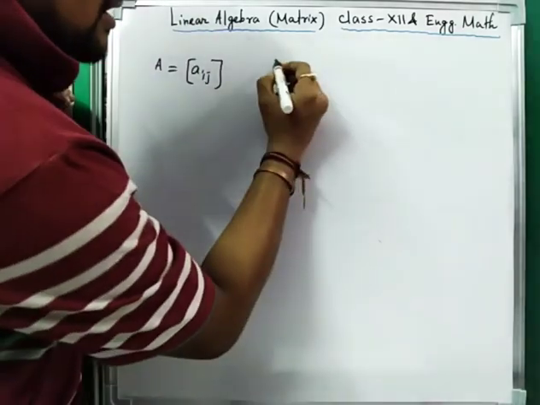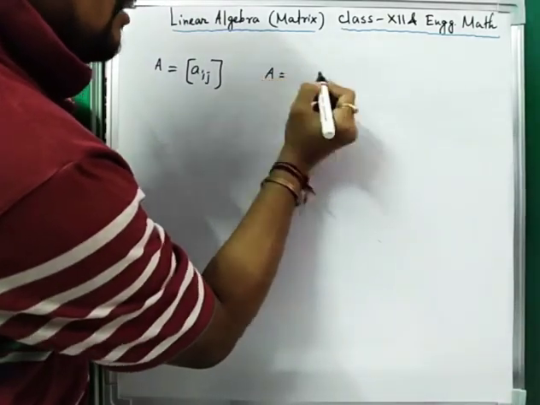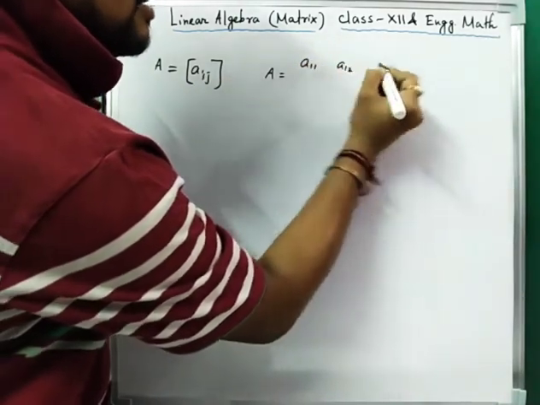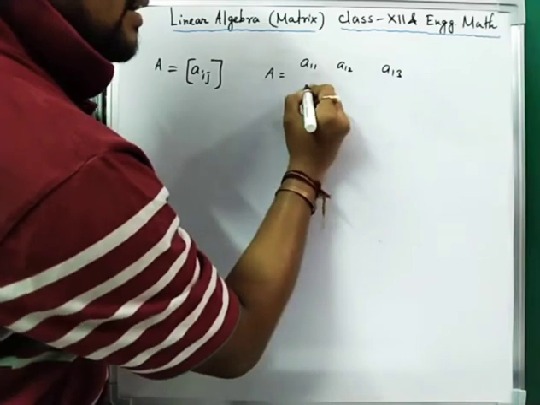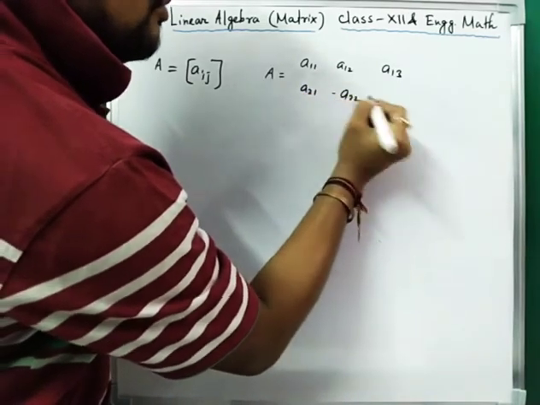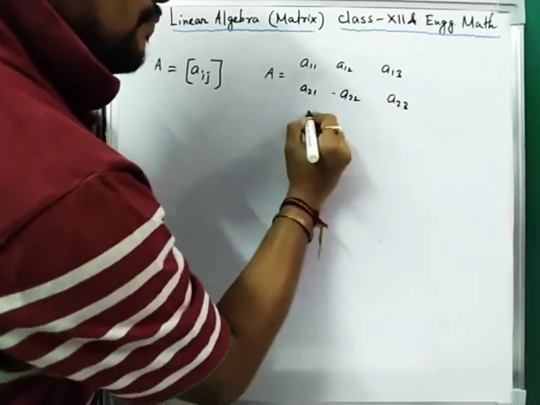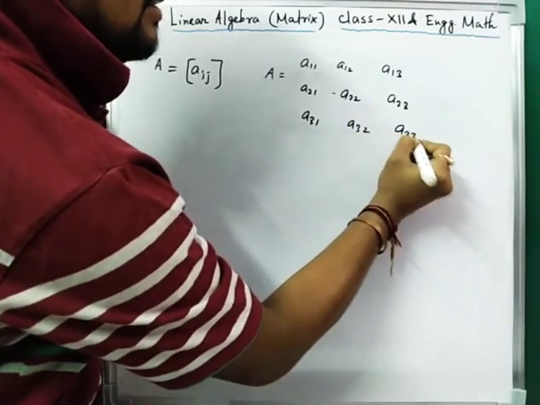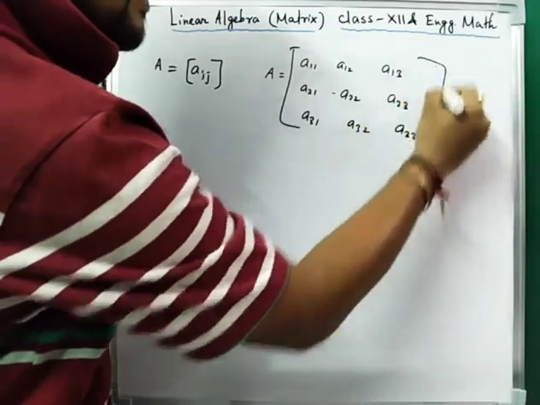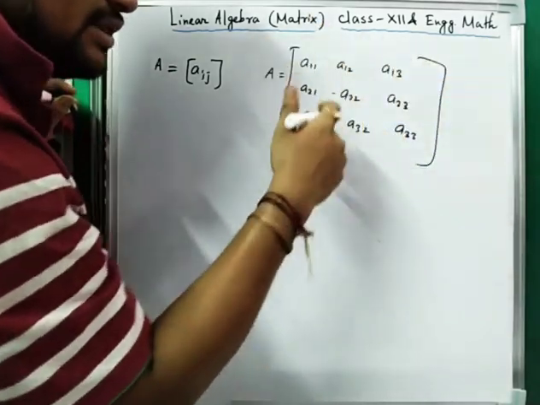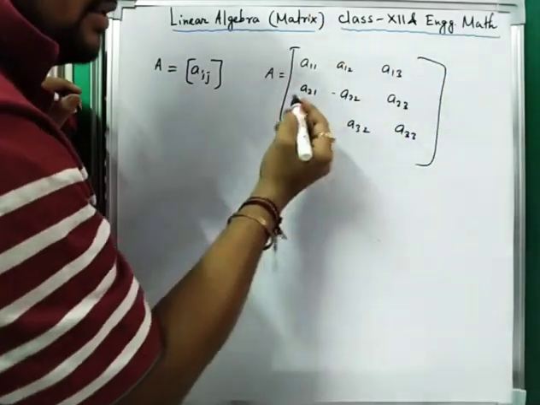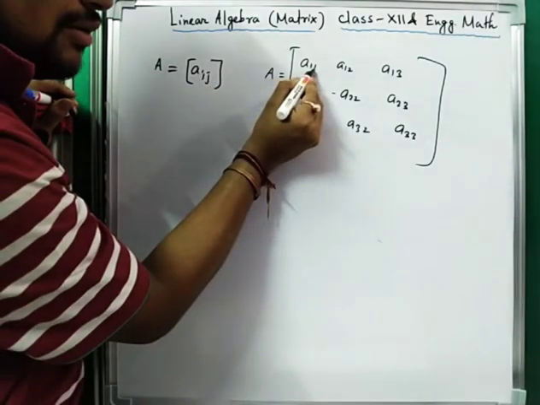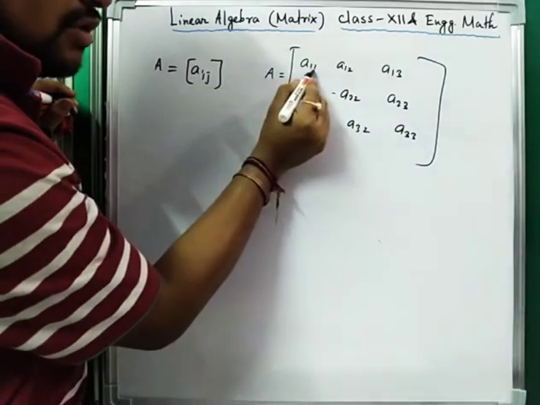Okay, so now I am writing here in this way: A equals to, A11, A12, A13, A21, A22 and A23, A31, A32, A33. Okay, so this is the matrix formation. You have to write it with square bracket or round bracket. Now see, A ij, i means here 1, i comma j means i is also 1, j is also 1.